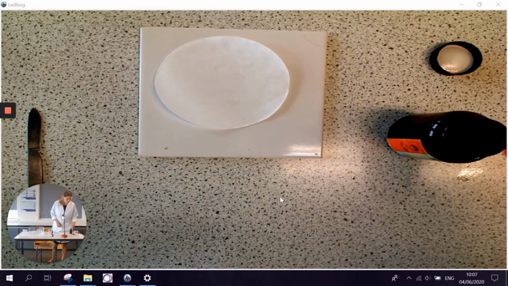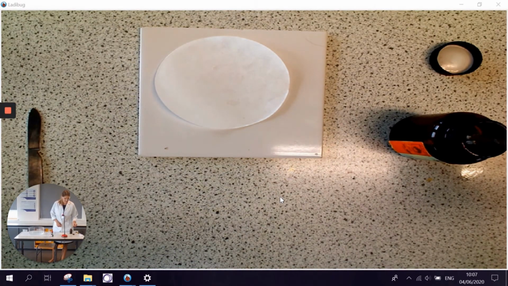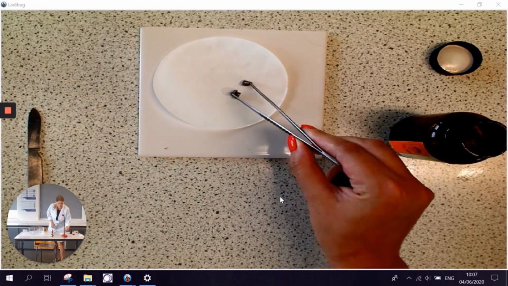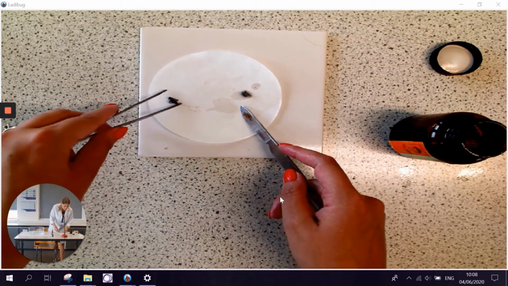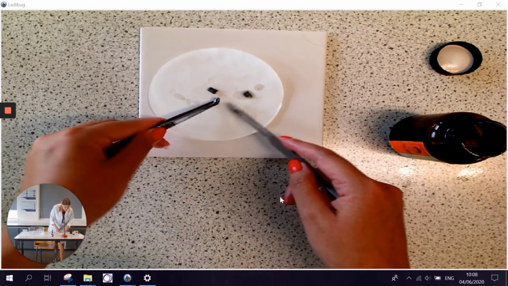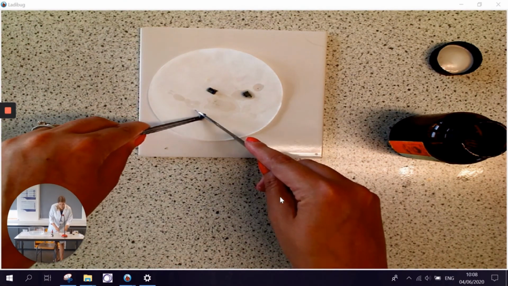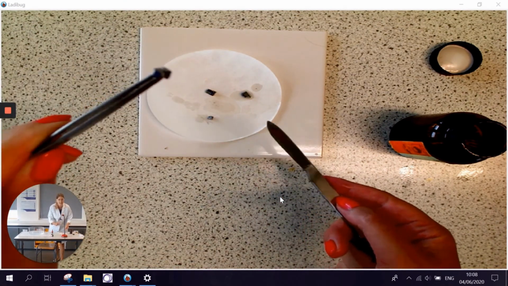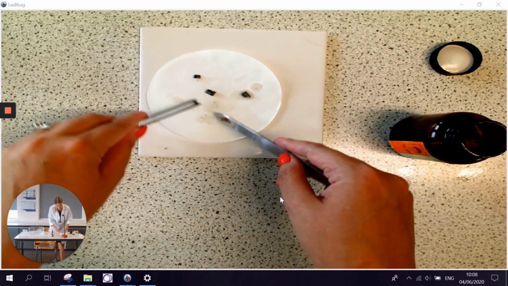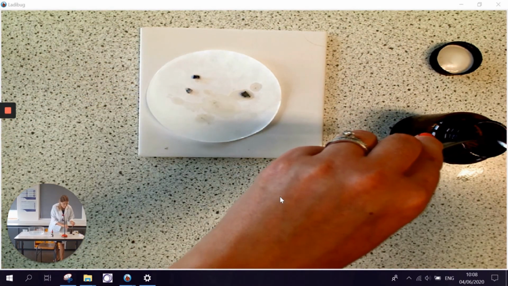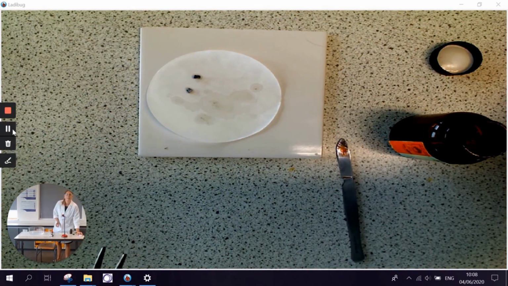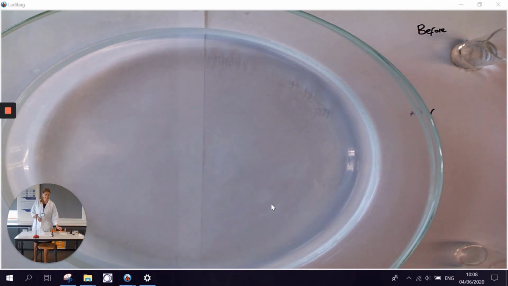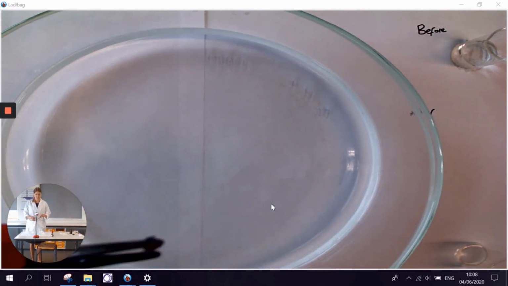Finally, the last of the group 1 metals that I'm going to be using today is potassium. Now, again, I just removed a few pieces from the oil. I'm just going to dry them off. I'll show you again that the surface is quite dull, and when it's cut, we get those shiny edges that will cause a reaction. I'm going to add my piece of potassium into the water, and I'd like you again to record your observations.